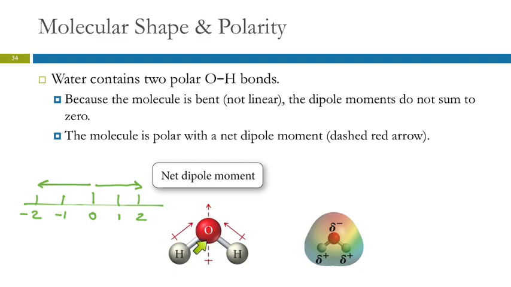So there's a net dipole moment. We'll go over in just a minute how you would add those two vectors, but the net dipole moment points straight up through the oxygen. If we look at the charge distribution, the oxygen end is a little negative, and the hydrogen end is a little bit positive. So one end of the molecule is positive, one end is negative, and that's what a polar molecule has.